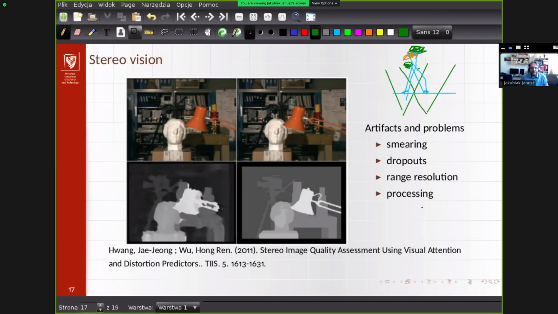And the last problem, resulting not from the image itself, but from the algorithm, is the processing. Yeah, as we said, you need to match the points. So a lot of the quality of the stereo measurement of the distance results from the method of detecting the same points on two images, and if the method is not good, then the results of the final processing are also not so good.